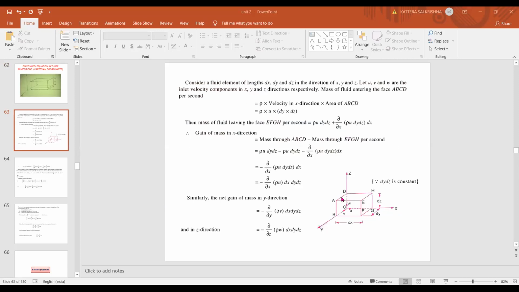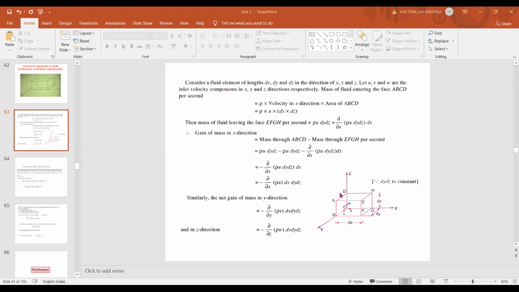Now if you see the drawing here, everybody please mute yourself. We have taken a fluid element whose lengths in the x, y, z directions are dx, dy, dz. We are assuming that the initial velocity components in the x, y, and z directions are small u, small v, and small w. These are our initial values.